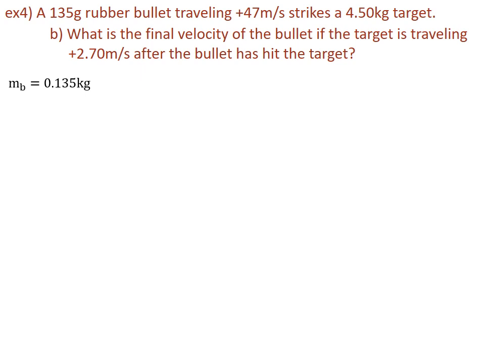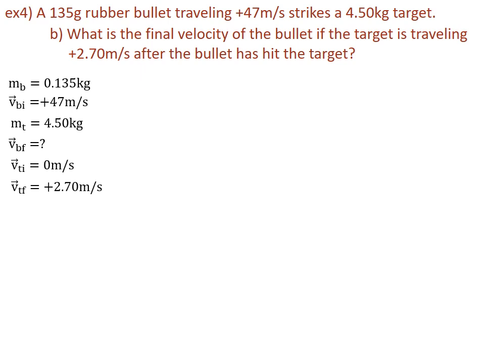So mass of bullet is 0.135 kilograms. Now I didn't write initial or final with mass of bullet because the mass of the bullet is the same in both situations. Velocity of the bullet, it is initially traveling 47 meters per second. Mass of target, the target before and after does not change its mass, it is 4.50 kilograms. Velocity of the bullet at the end, we do not know. Velocity of the target, initially, the target is not moving, but we know that the target after it has been hit is traveling 2.70 meters per second.